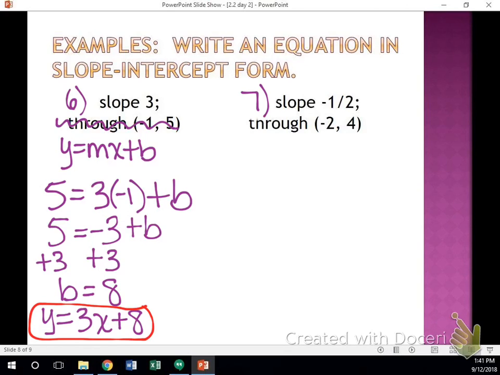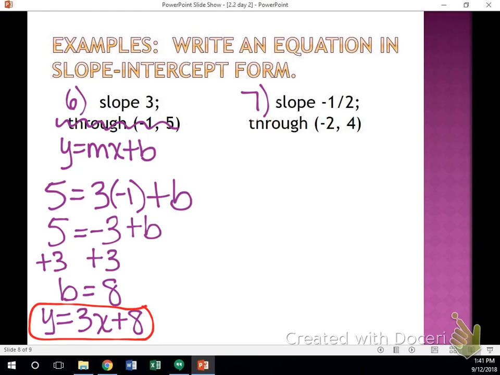I have a lot of students in the past that have gotten all the way to b and then they stop. Okay, you're not done yet if we're asked to write an equation in slope-intercept form. An equation in slope-intercept form has an x and a y in it. So don't go back and plug everything back in. Move on to number 7.